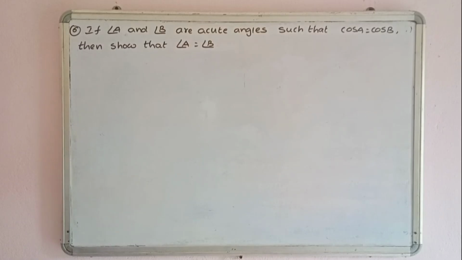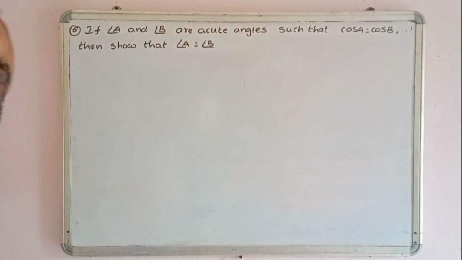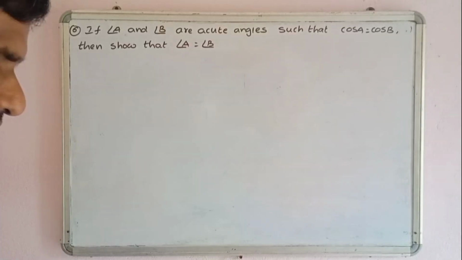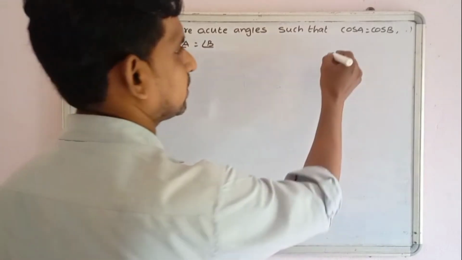Problem 6. If angle A and angle B are acute angles such that cos A equals cos B, then show that angle A equals angle B. Okay. See, if angle A and angle B are acute angles, so draw a triangle.